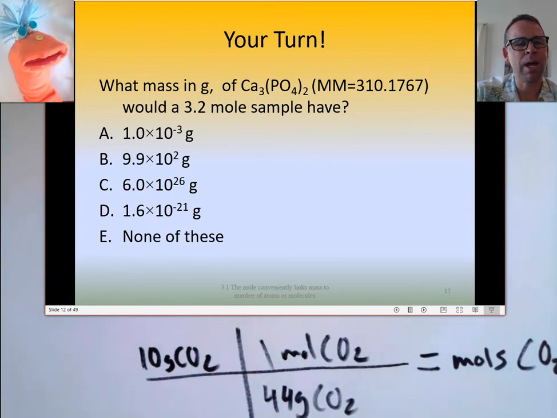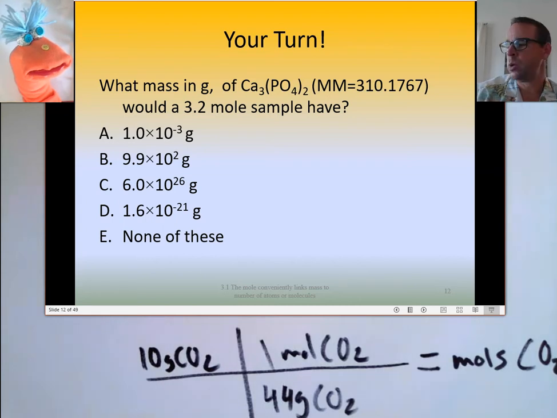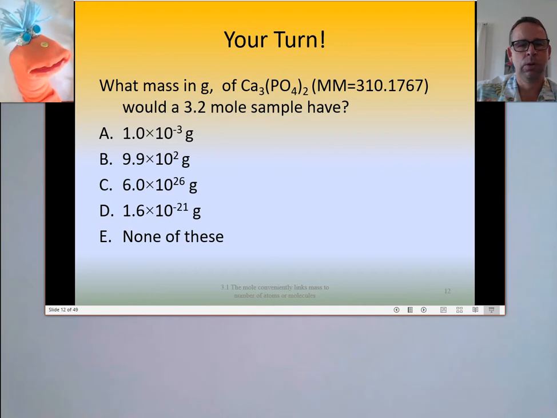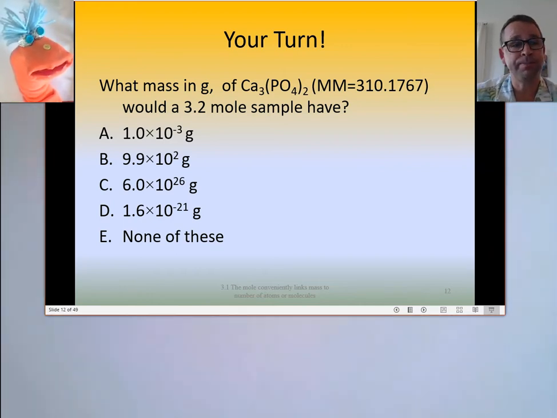How about this? What mass in grams of this compound? Do you remember the name of this compound? That's calcium phosphate. Very good. What mass in grams would a 3.2 mole sample have? You folks tried at home before Fred helps us. All right, they pushed pause, Fred. They did it. Your turn now.